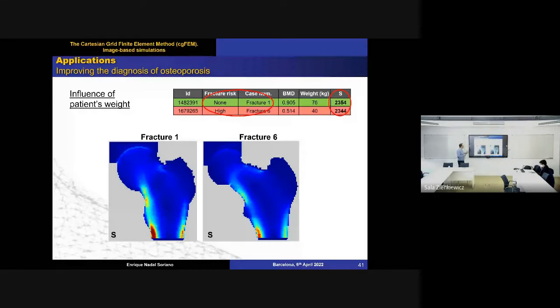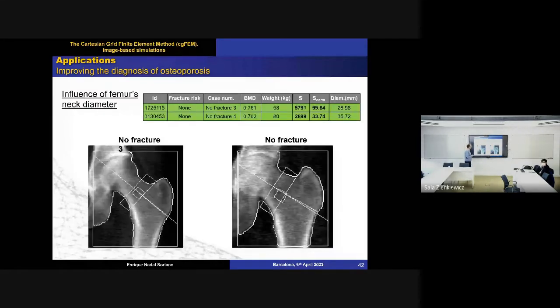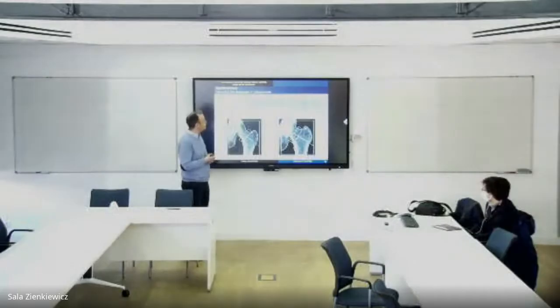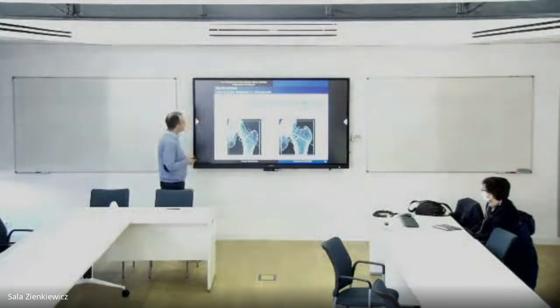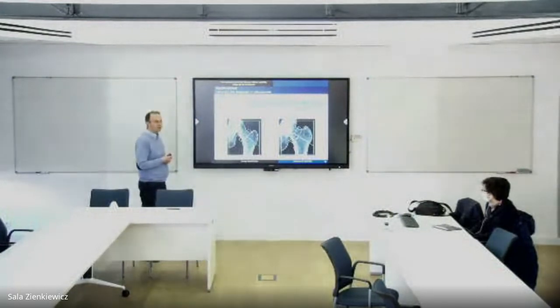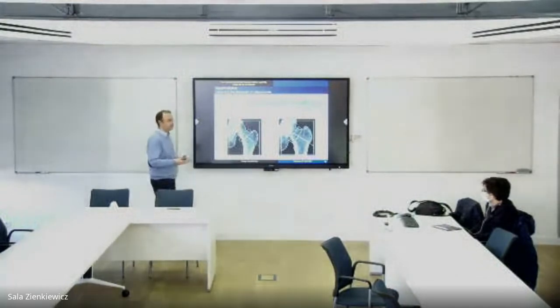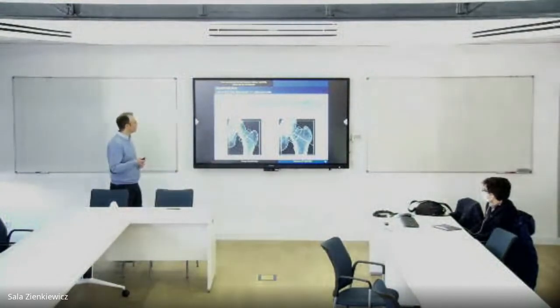Here we have two situations with no fracture, with very similar bone density, and with very different stress indicator. Look at the shape of the bone neck, it is really different, and also the weight of the patient is different. So we can, to handle it, take all this information into account.